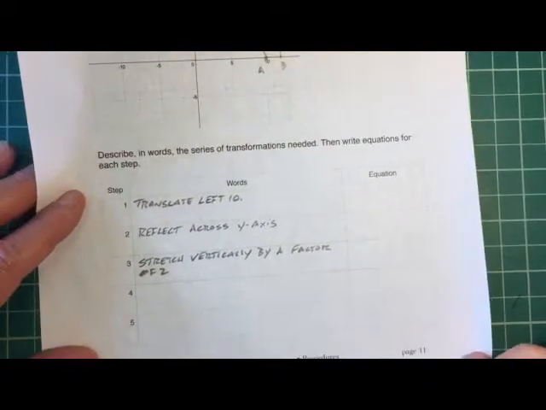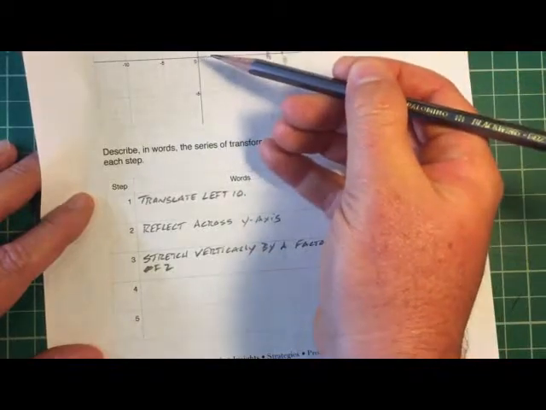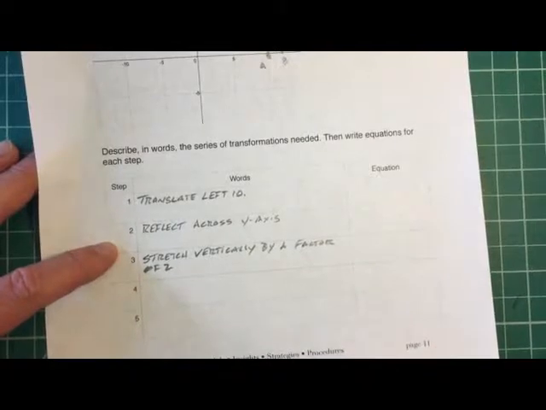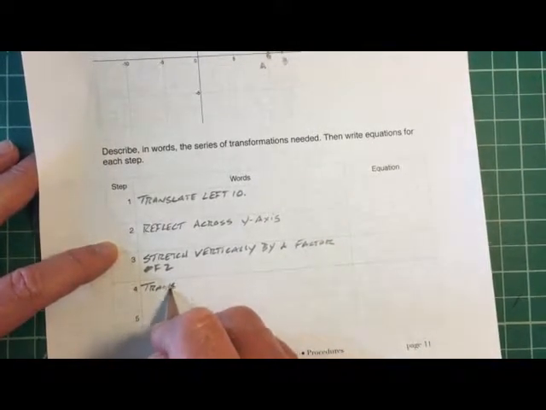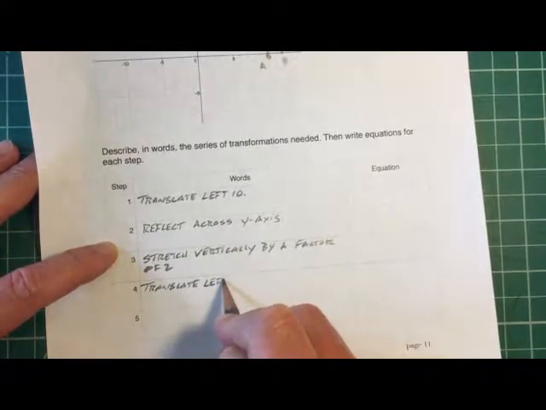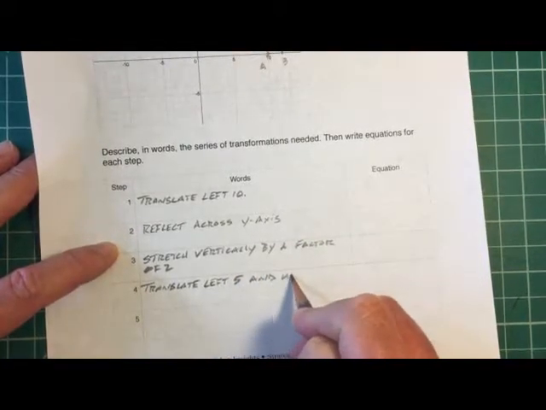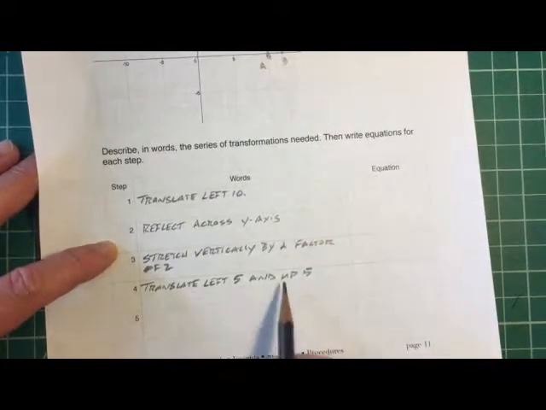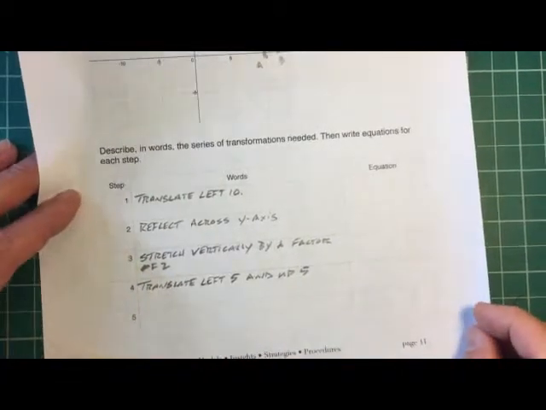After I do that, I'm going to translate it left. So now it's going to be right here. It's going to be bigger. I'm going to slide it left 5 and up 5. You know what? I think I'm just going to write that in one step. Translate left 5 and up 5. You could also write this, translate this horizontally -5 units and vertically 5 units. It just depends on how precise you want to be.